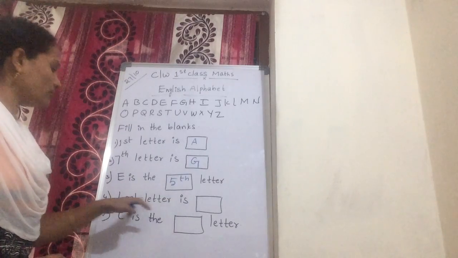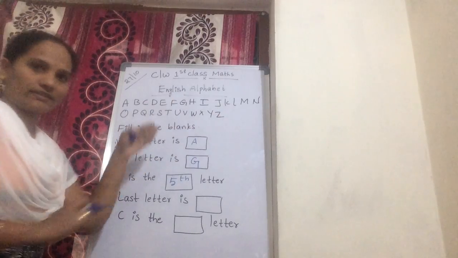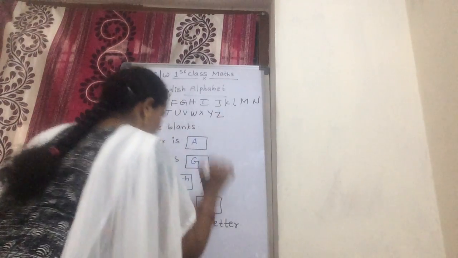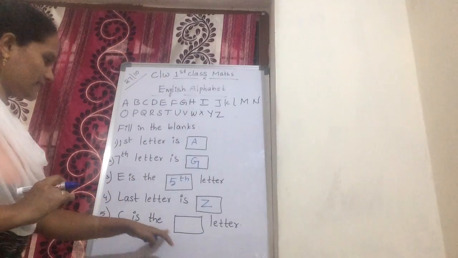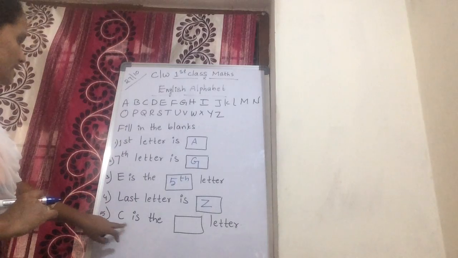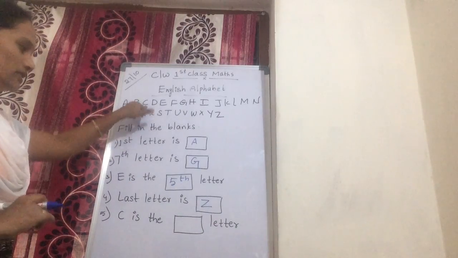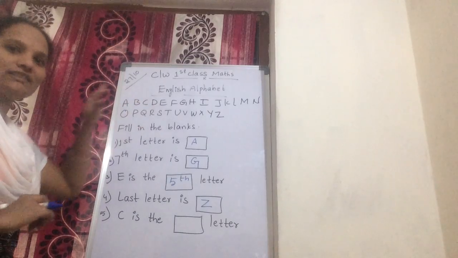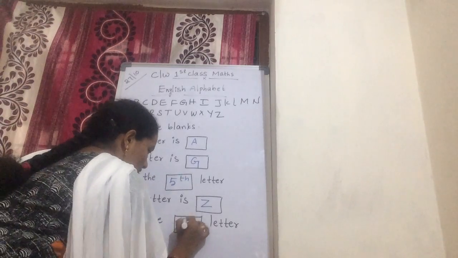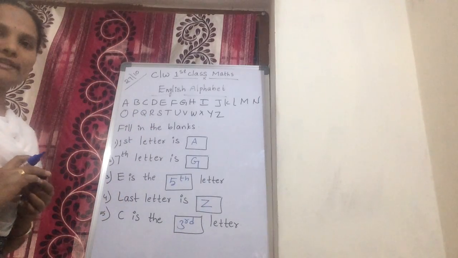The last letter is, what is the last letter, Amma? You know what is the last letter? Z. Z is the last letter. Now next one, Amma. C is the dash letter. First, second, third. What is the C? C is the third letter. You should write here third. C is the third letter.